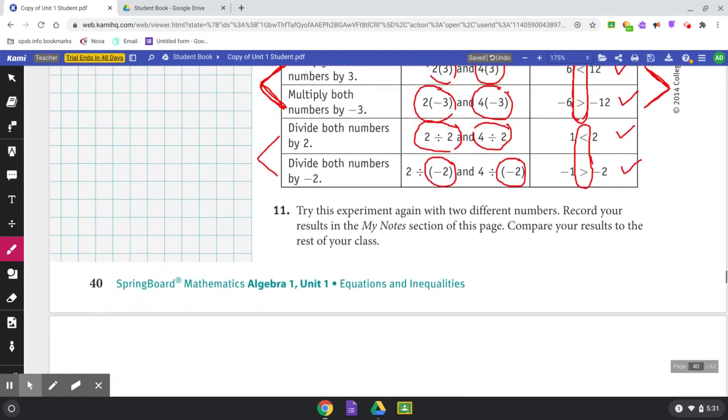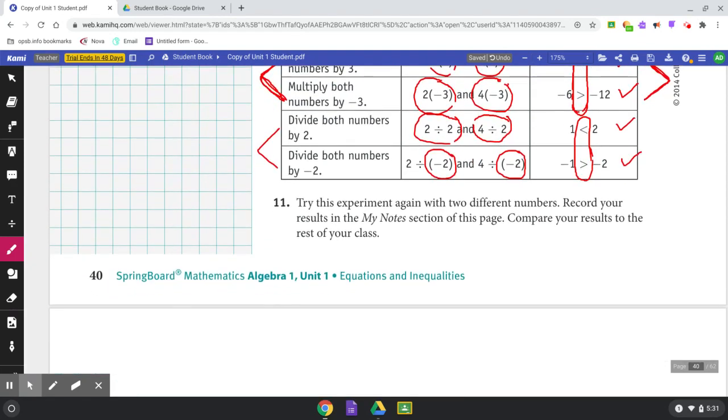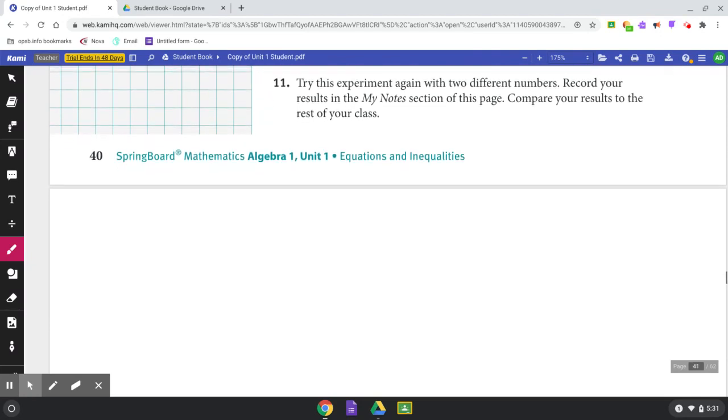Okay. Number 11 says, try this experiment again with two different numbers and record your results in the My Notes section of this page. Compare your results to the rest of your class. We're going to skip that because we cannot compare results, but I do want you to try that experiment on your own.